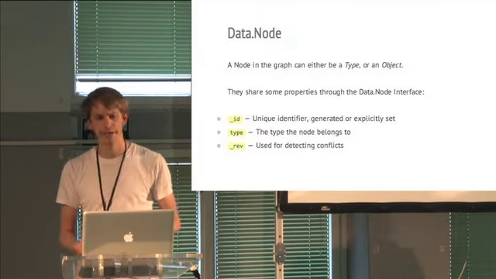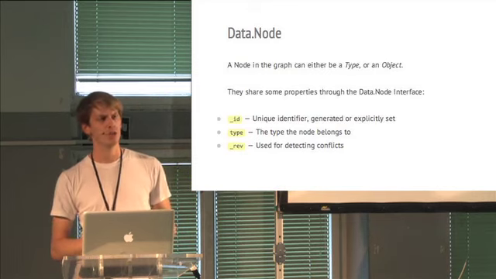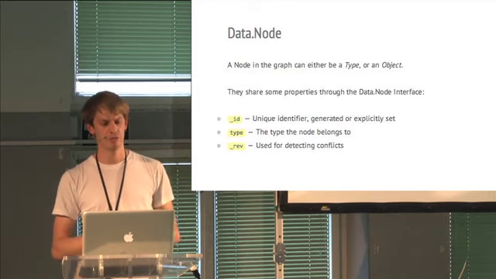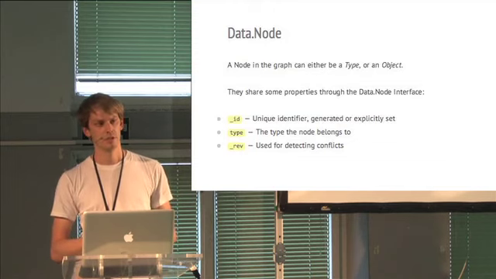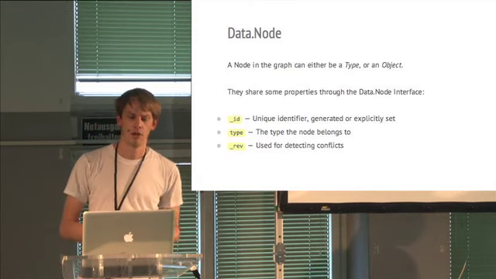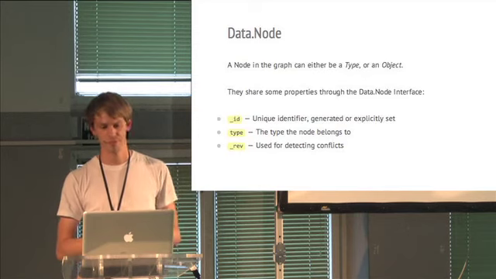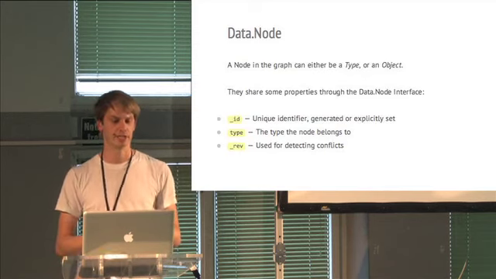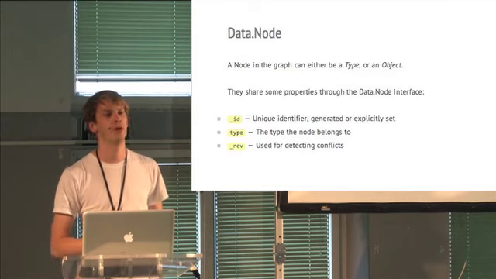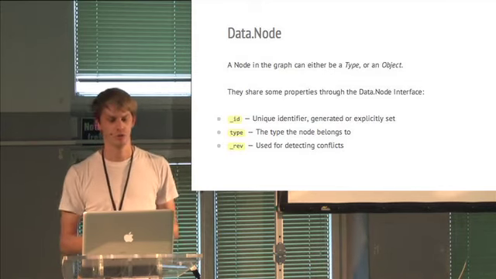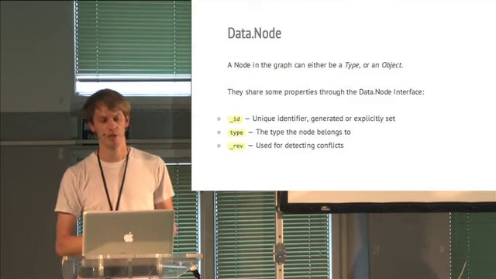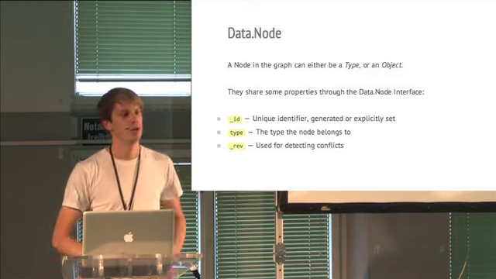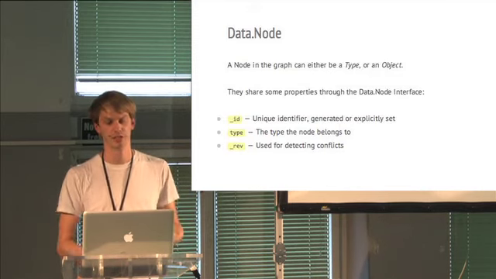So all data nodes in the graph share a certain set of properties, which are the ID property, that is a unique identifier, which is either generated or explicitly set by the user. The type property is also recommended. So this depicts which type the node belongs to. So that needs to be filled out too. And we have a ref property, a revision, which is used for detecting conflicts in a persistence scenario.